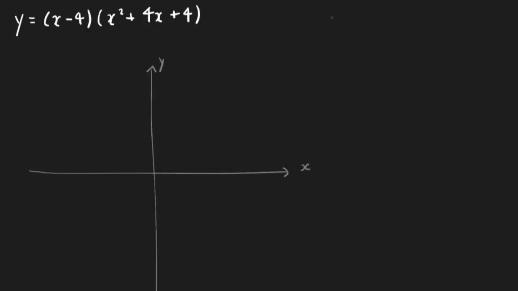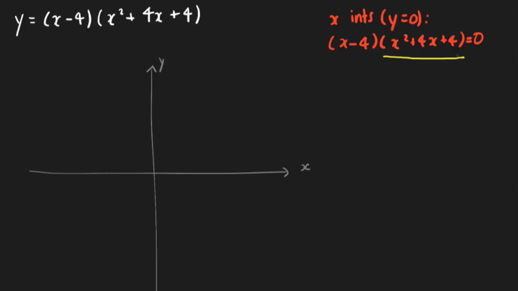So we're going to start by finding the x-intercepts. To do that, we make y equal to 0, right? What does that give us? X minus 4 times this quadratic is equal to 0, right? Okay, now before I use the null factor law, I'm going to factorize this quadratic further. In the previous example, it was fully factorized, but in this case it isn't. And this is actually a perfect square. It's the same thing as x plus 2 all squared.